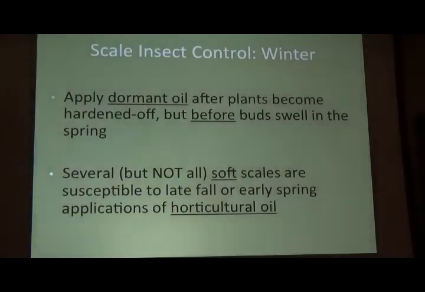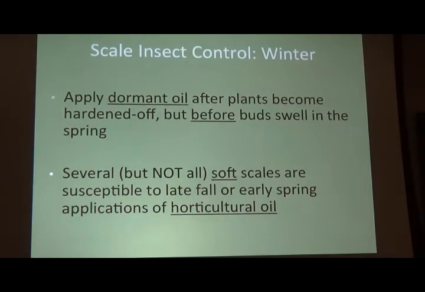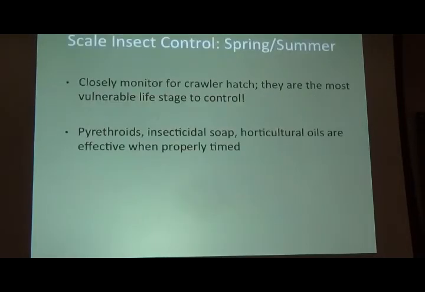So what can we do in the winter? Apply a dormant oil after the plant becomes hardened off so that we can mitigate any potential phytotoxicity. But we want to do this before the buds swell in the spring. Several, but not all, soft scales are susceptible to late fall or early spring applications of horticultural oil. So just be mindful of that as well.